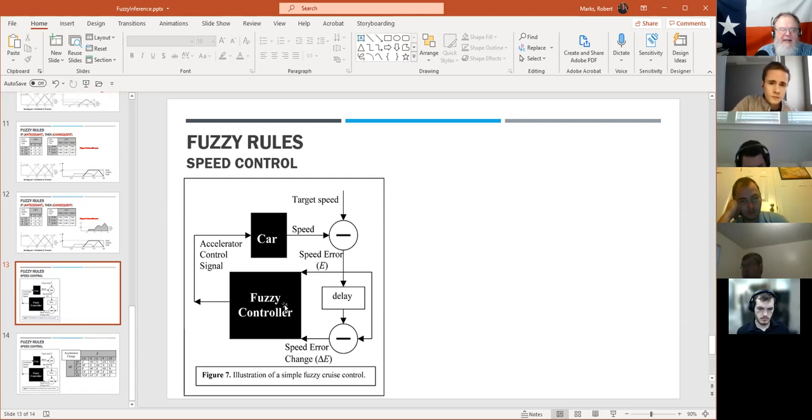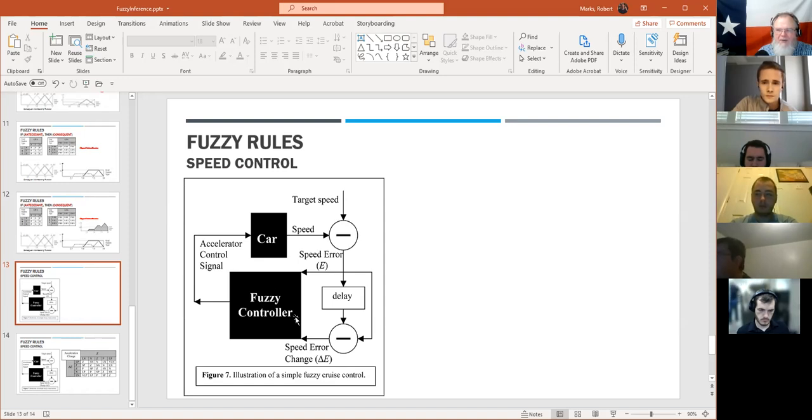And what does that mean? Well, we take the error, we take the change in error, we fuzzify it. We go through our rule matrix, which we have to set up. Then once we get that result, we defuzzify it, and that gives us a specific single number. That single number is how you should control your accelerator, whether the accelerator goes up or down.